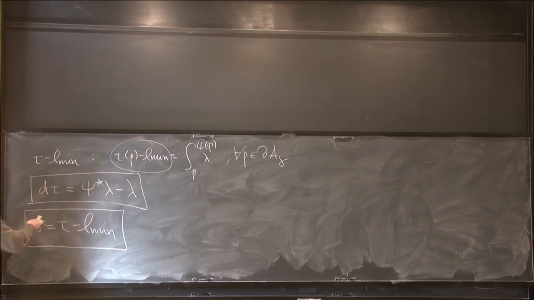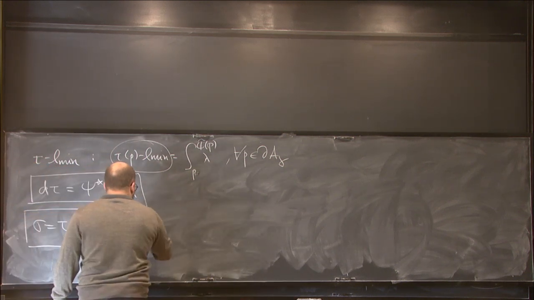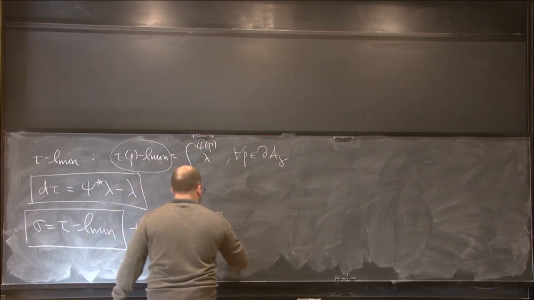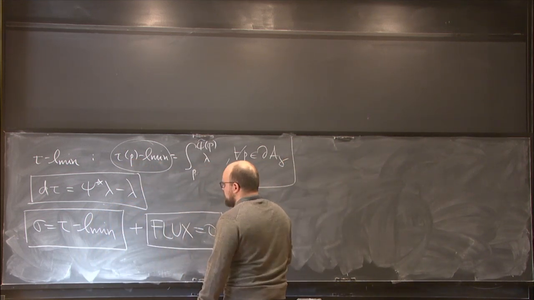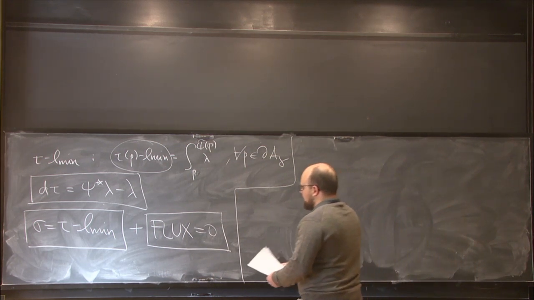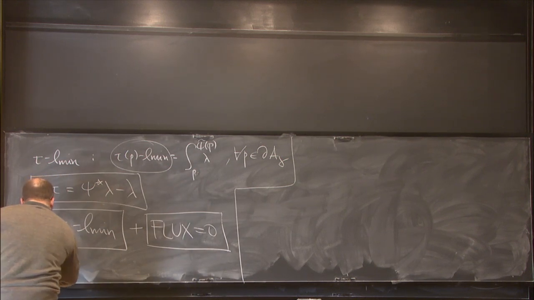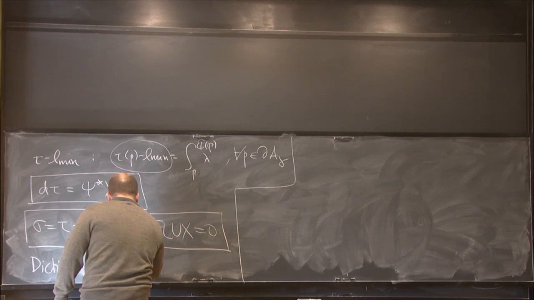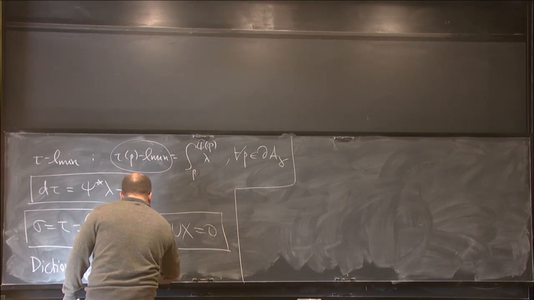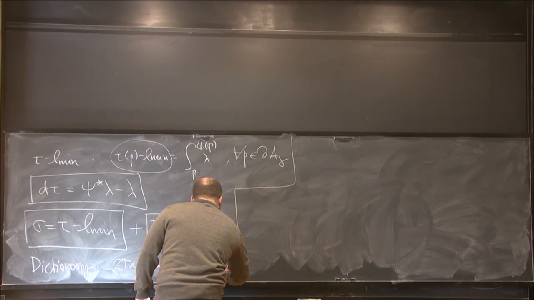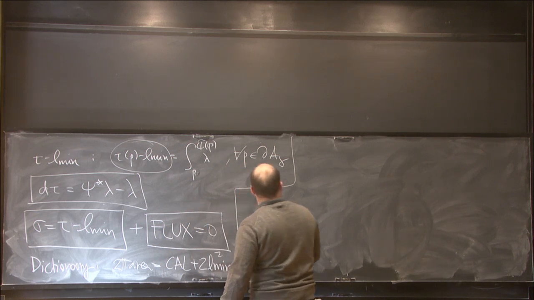Now the flux 0 condition is equivalent to existence of the solution of the boundary value problem. So you get this formula and flux 0 at the same time. That finishes the proof of step 1. So this means that we have the dictionary. I explain: 2 pi times area is Calabi plus 2L mean square.